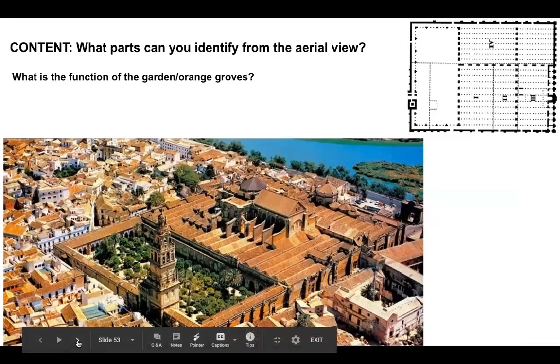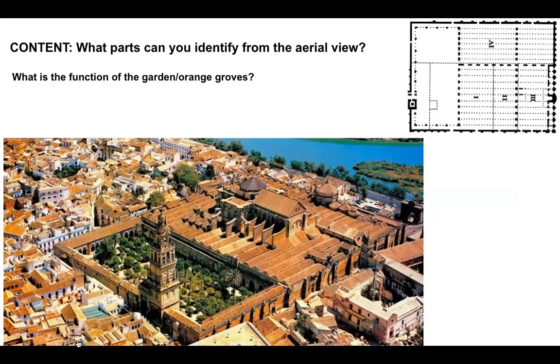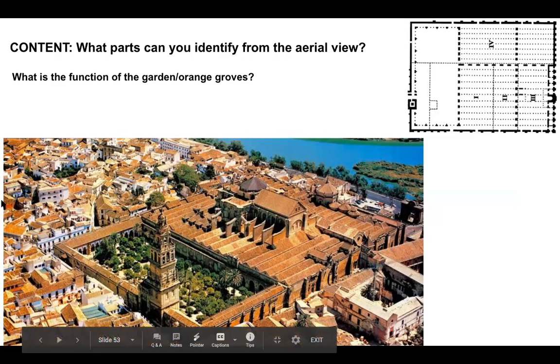So when you are looking at the aerial view of the Mosque of Cordoba, can you identify the different parts that we just learned? Where is the minaret? Right, the minaret is right here. Then the courtyard is right there. We'll talk about that in a little bit.